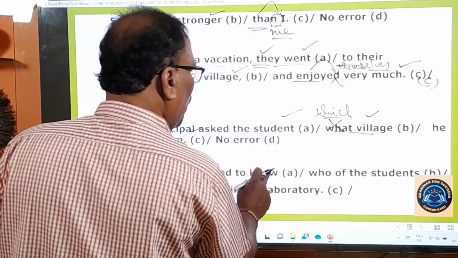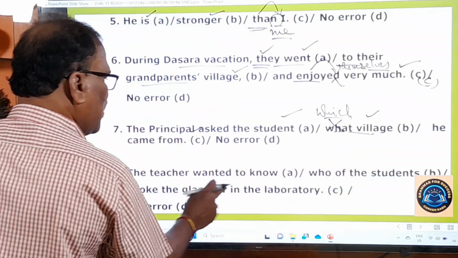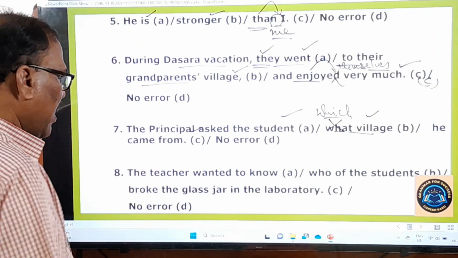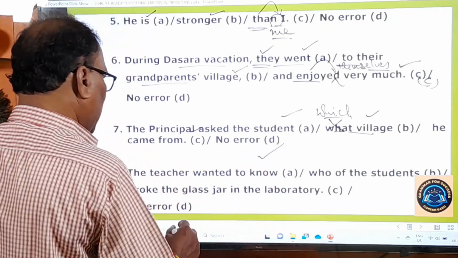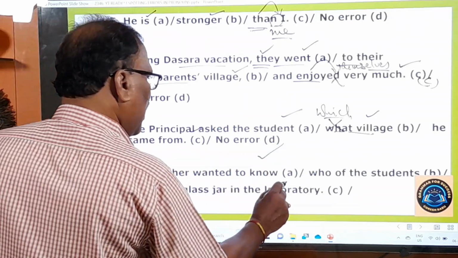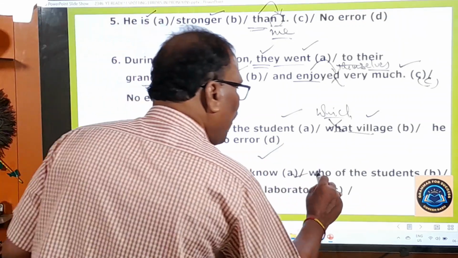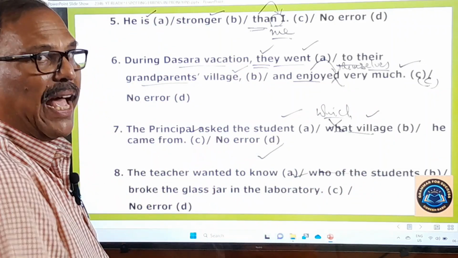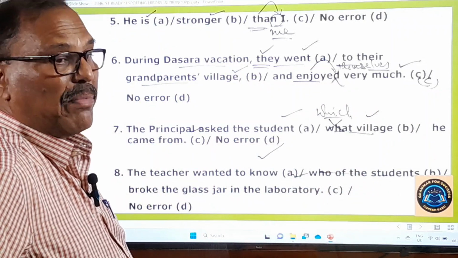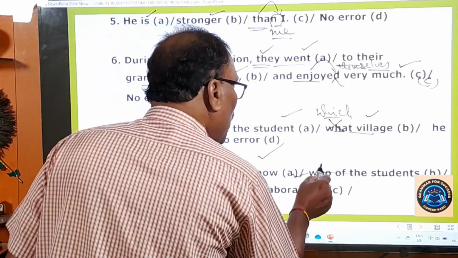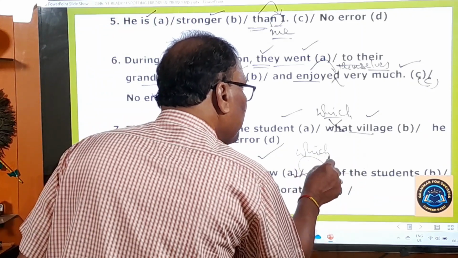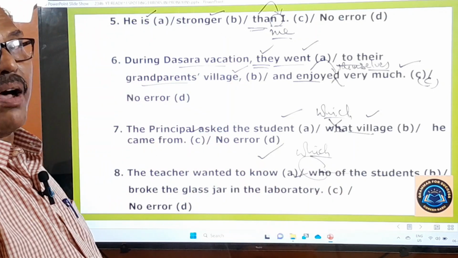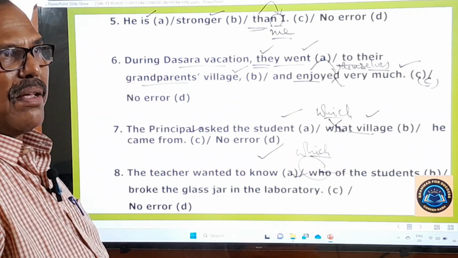The teacher wanted to know who of the students broke the glass jar in the laboratory. So here, if you observe this sentence, the teacher wanted to know, absolutely correct, and broke the glass jar in the laboratory, correct. But who of the students? This B part has a grammatical error. What is that grammatical error? Here, you should not say who of the students. You should say which of the students.